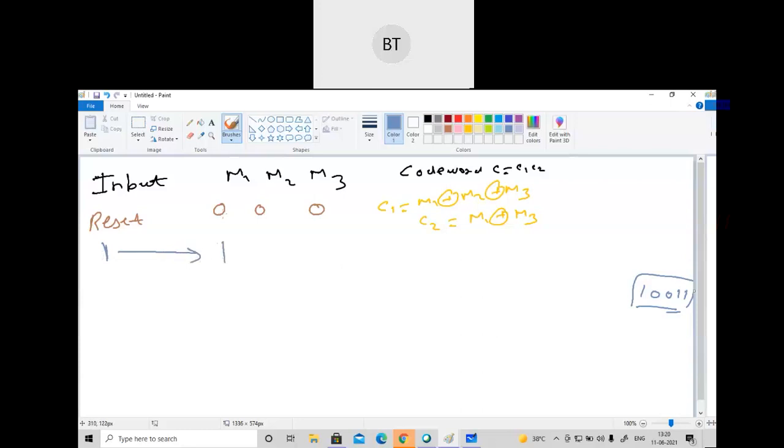This 0 will be getting shifted. So this 0 will come here, and now this 0 will come here. We have inserted this input signal 1 here, so this 0 is shifted here, and this 0 is shifted here.